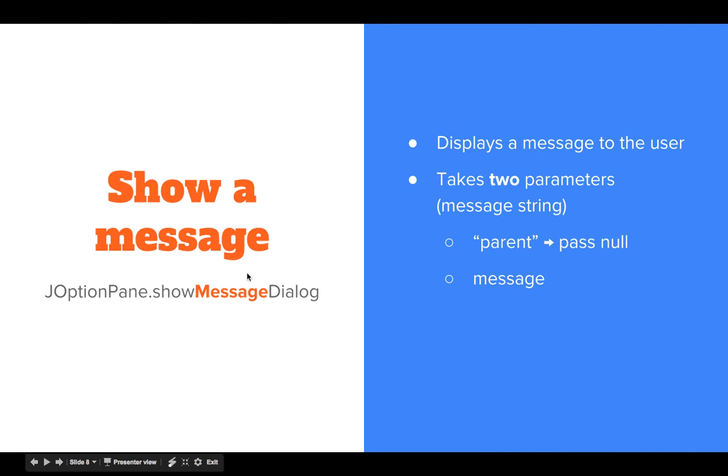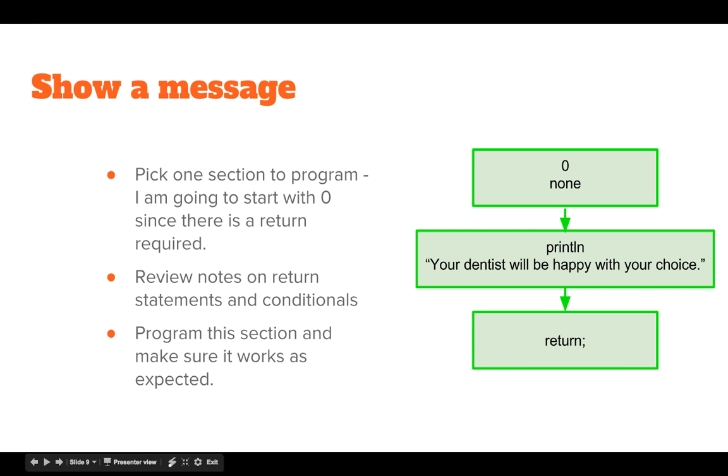The next option is just to show a message. So sometimes you just want something to display on the screen. And again, it's the JOptionPane.show, and then the message word is different, and then the dialogue. And this is just going to display to the user. There's two parameters that come in. So the first, you just pass null, and it needs to be sent in parentheses. And then you have your message that you're going to be sending.